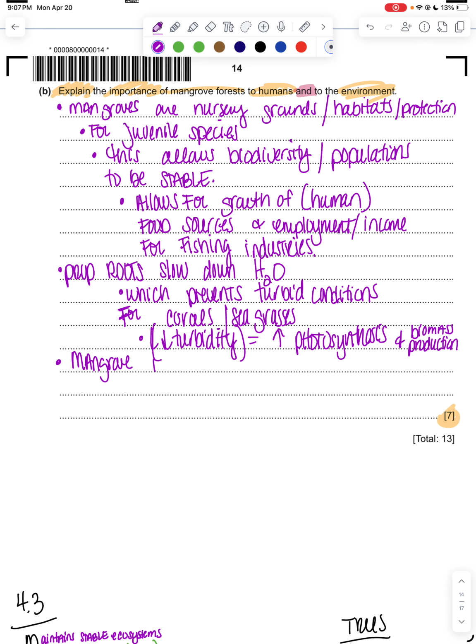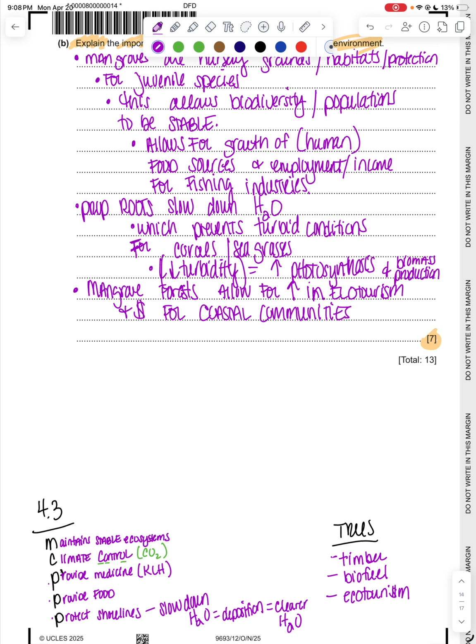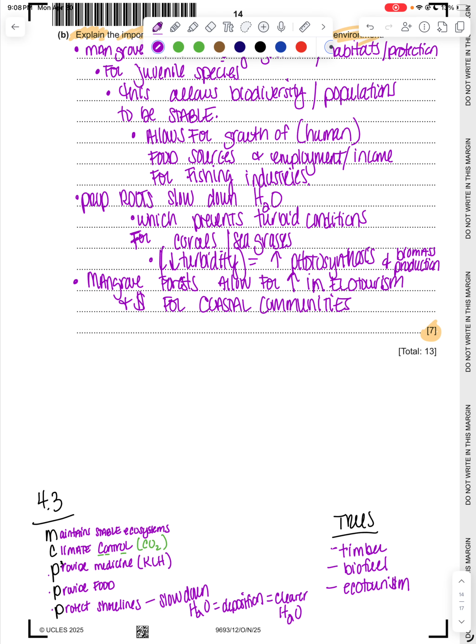Mangrove forests allow for an increase in ecotourism and money for coastal communities. Often people ask, can I use the money sign? I wouldn't. This is an international exam, and that's the money sign for the dollar. And not everybody uses the dollar. I know England is still using the pound. So don't do that.